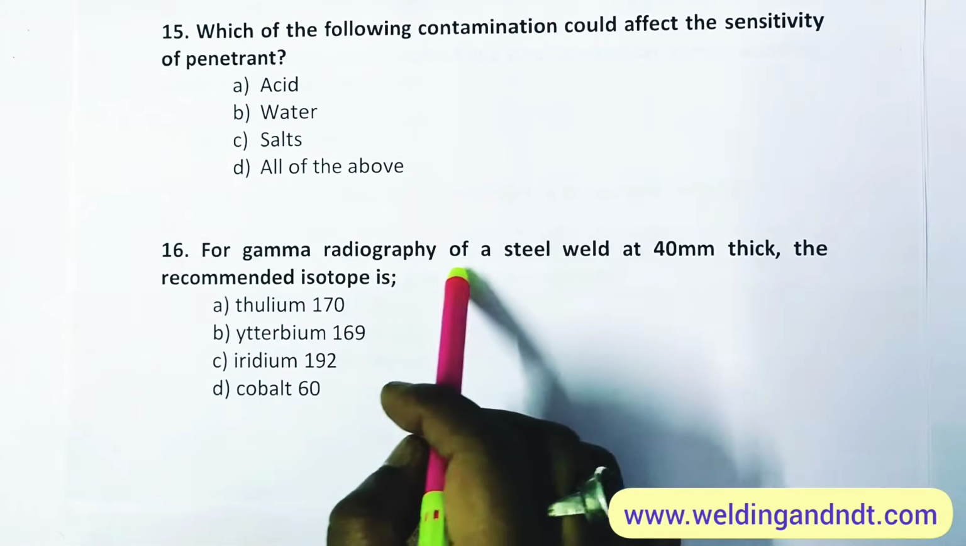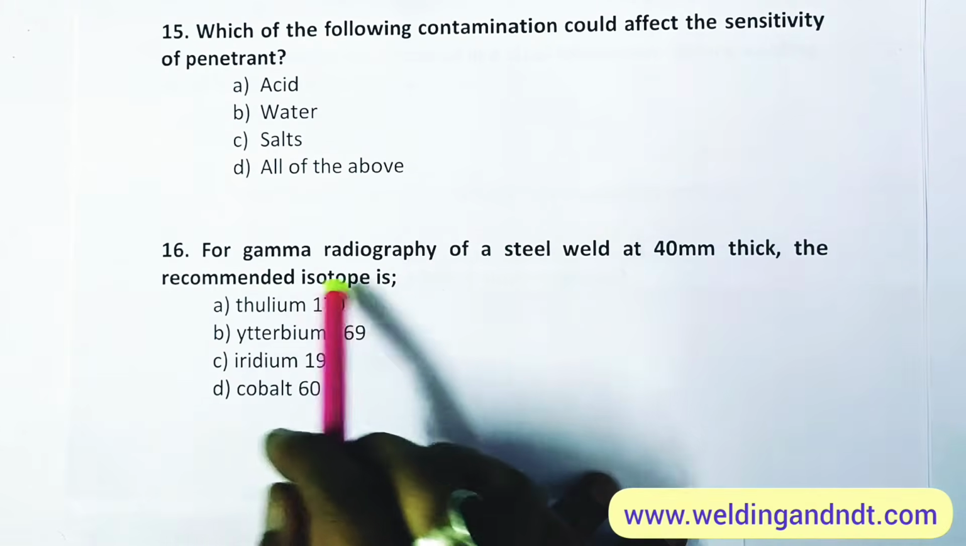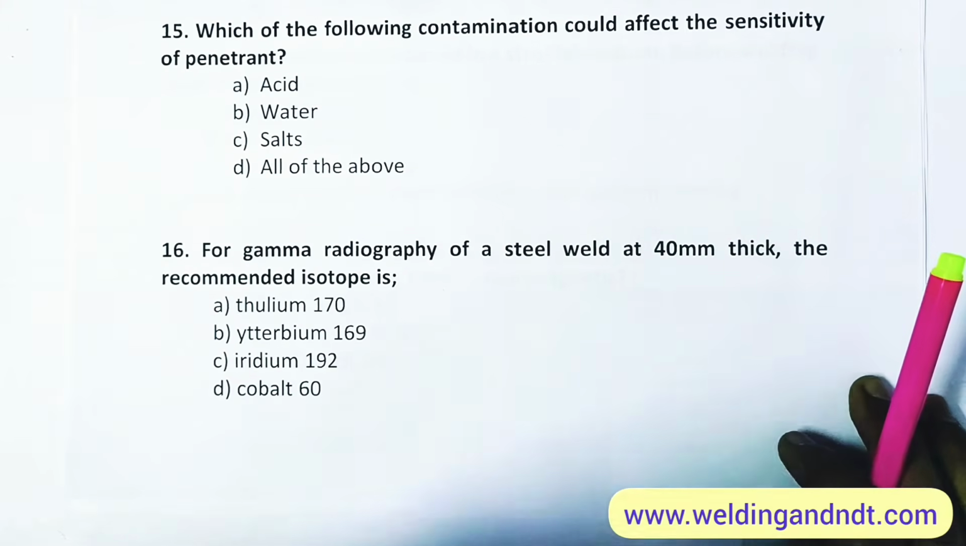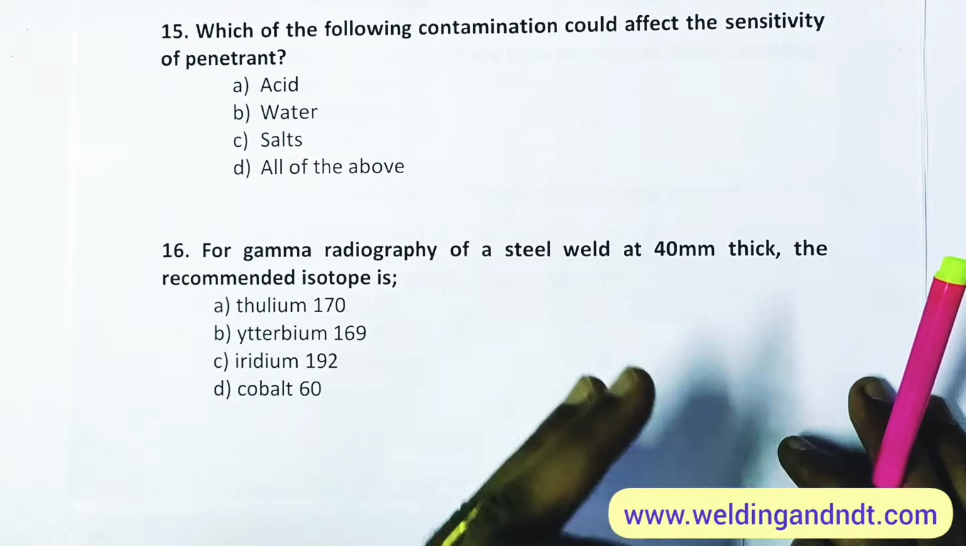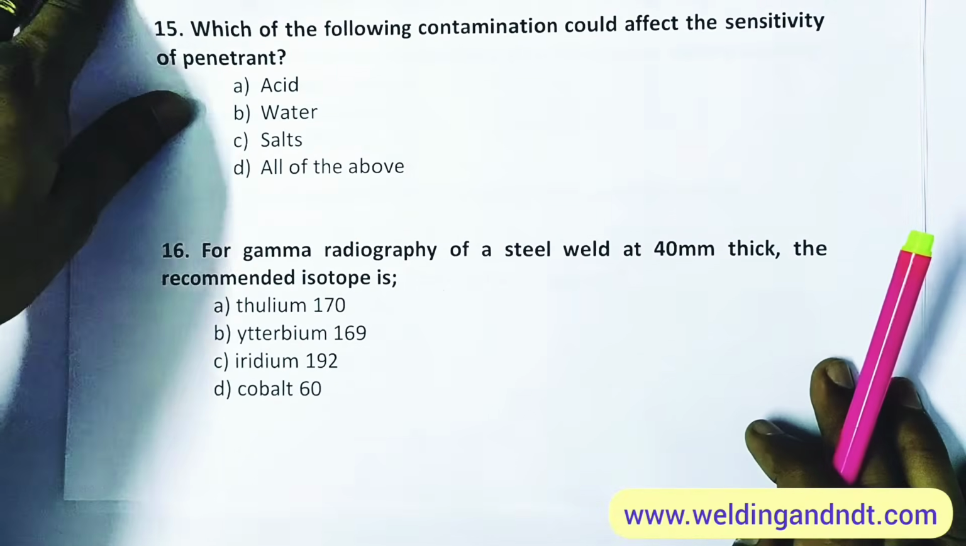Now, for gamma radiography of a steel weld at 40 mm thick, the recommended isotope is, as I explained very clearly with the help of the thickness range, iridium 192, C.